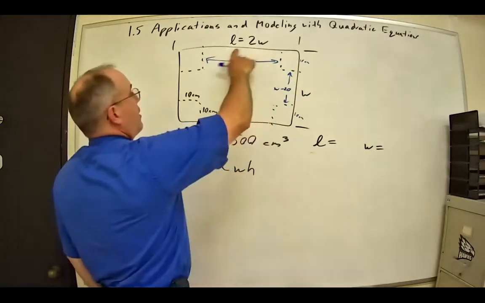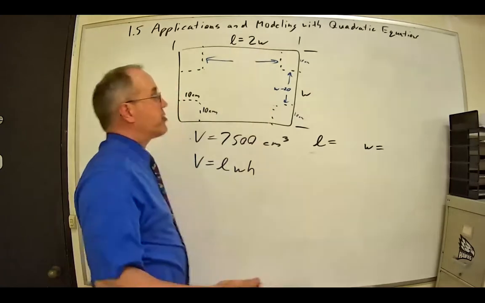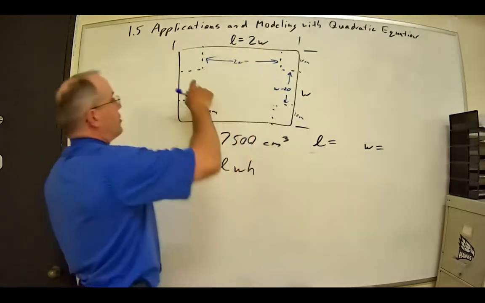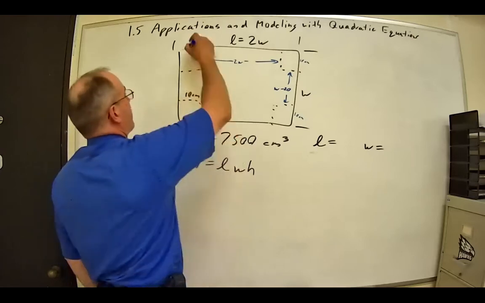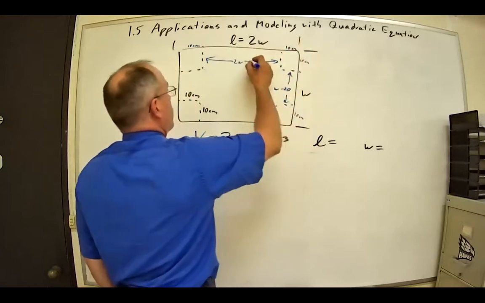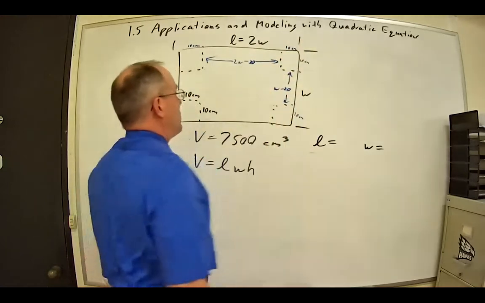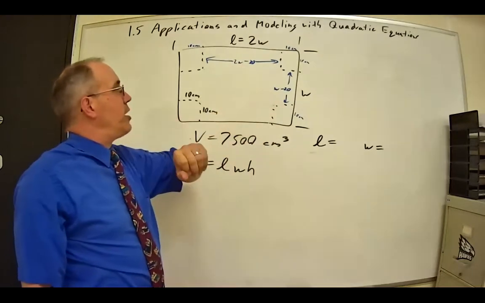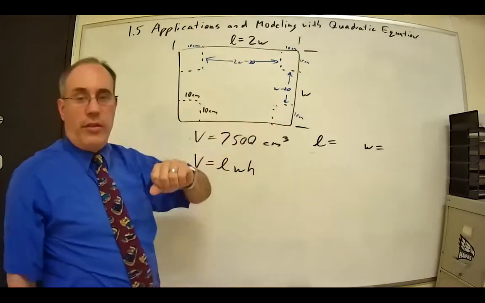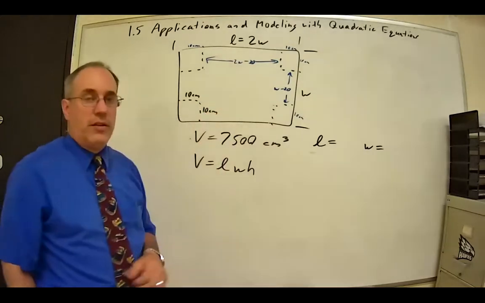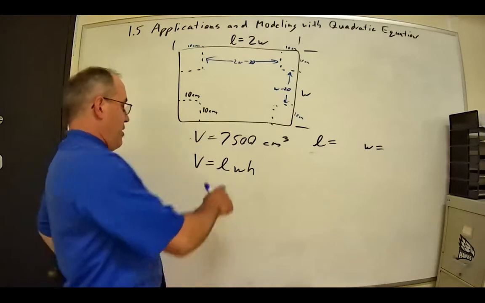The length, same thing. Well, we have it in terms of W, so 2W, but it's also going to lose the 10 centimeters and the 10 centimeters. So minus 20. So we have W minus 20, 2W minus 20 for the width and the length. And then the height is going to be the 10 centimeters.